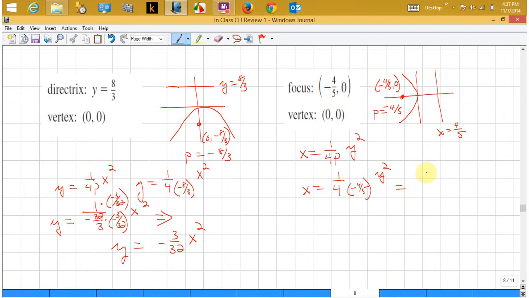So that would be 1 all over a negative 16/5 y squared, and like before, I'm going to multiply the numerator and the denominator by the reciprocal of the denominator, so the top would be multiplied by a minus 5/16. The bottom would multiply by a minus 5 over 16. The denominator would become 1, and the top would be a negative 5 over 16 y squared.